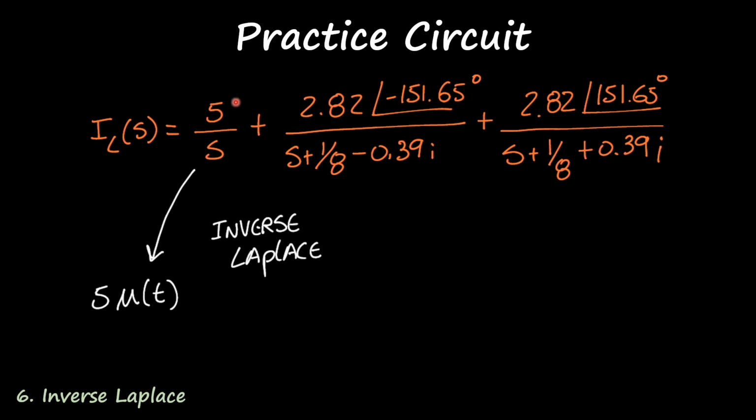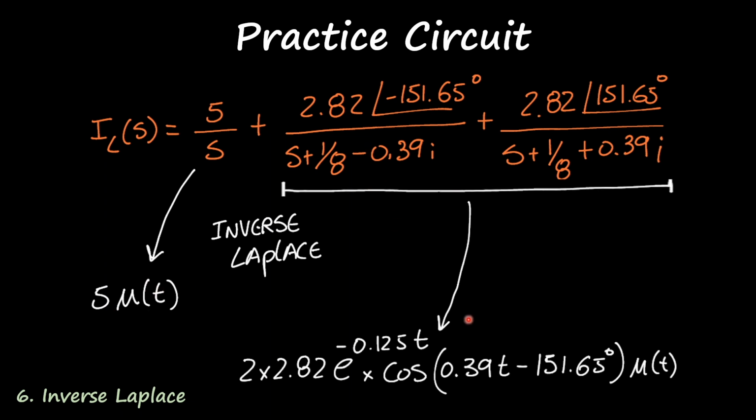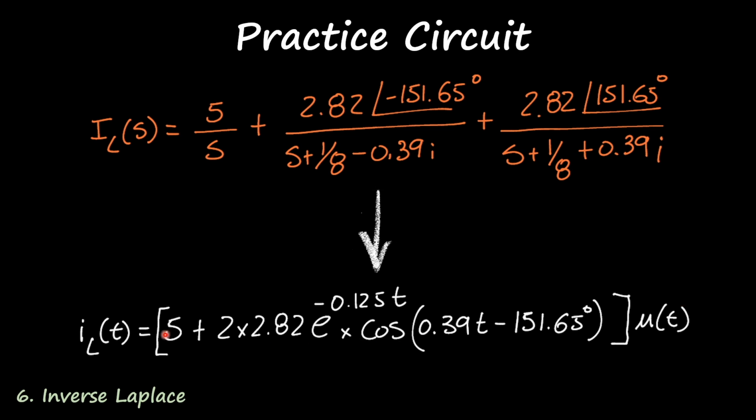So I start with the first one here. It's simple, a step. So I get a 5 times the step. And over here I apply the respective equation for complex numbers, which gives you 2 times the magnitude of my K2 times exponential of minus alpha, so this part of the complex number, times cosine of beta, which is this part, t, plus your angle, which is minus 151.65 degrees. All right, so I put it all together, which just puts the step function as a common factor.